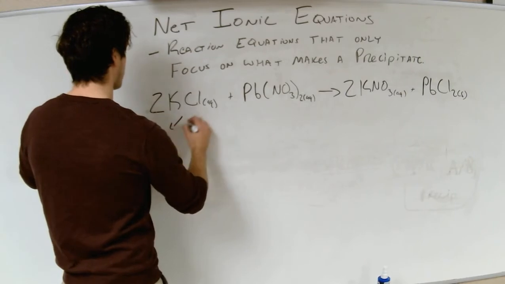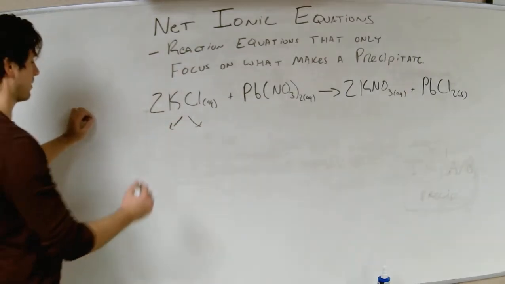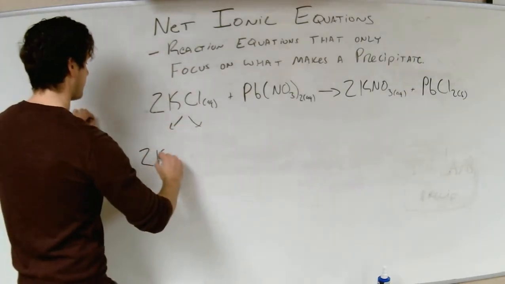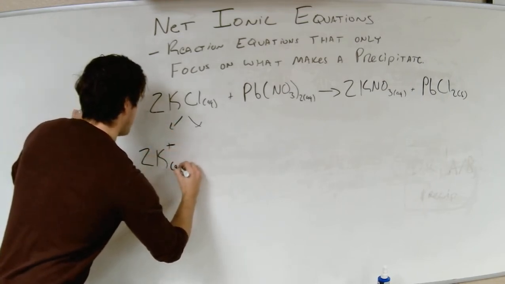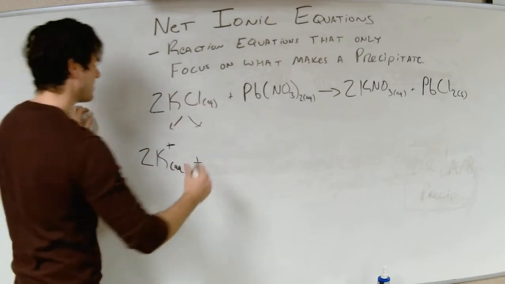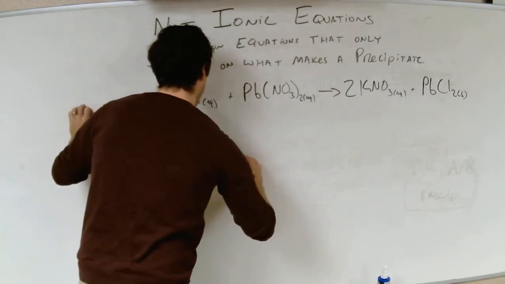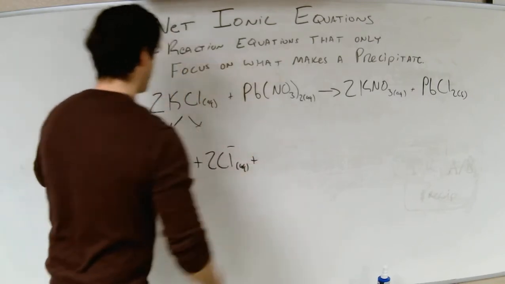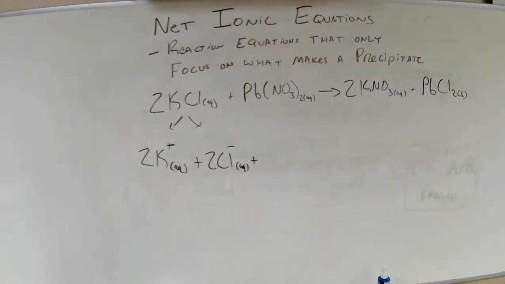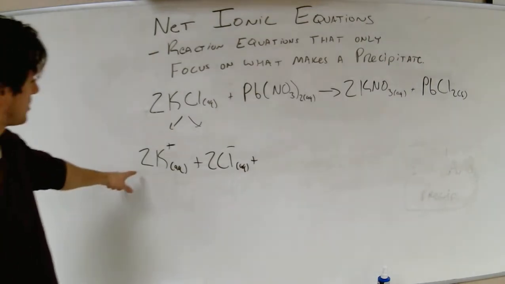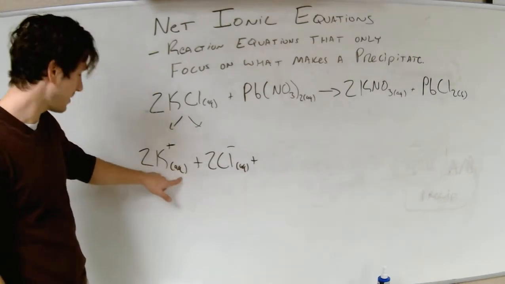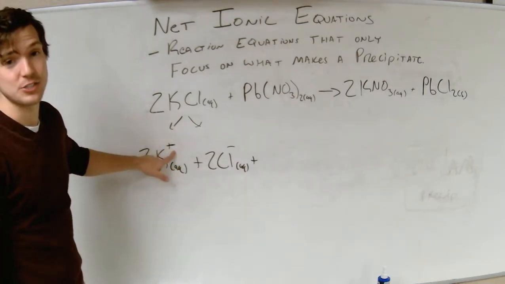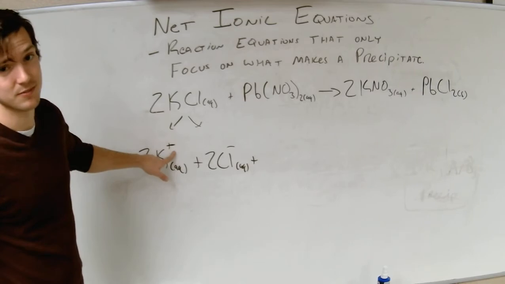So when this breaks apart, it's going to break up into 2 K pluses because of the 2 in front, and it's going to be aqueous. And this is going to break up into 2 Cl minuses, which is going to be aqueous. Again, I put 2 in front because there's a 2 in front of that whole reaction. You have to include the state, which is aqueous, and you have to include the charge. It's a pain, but you got to, okay?